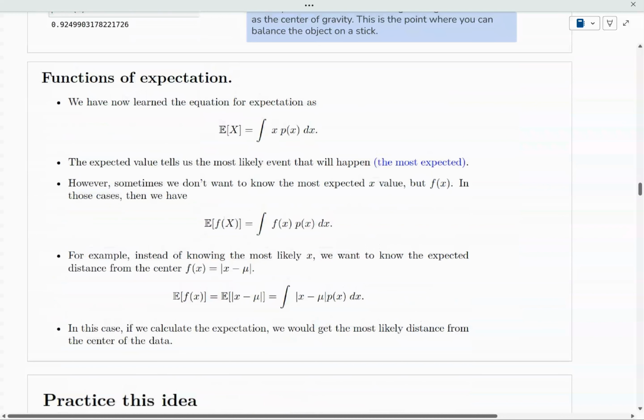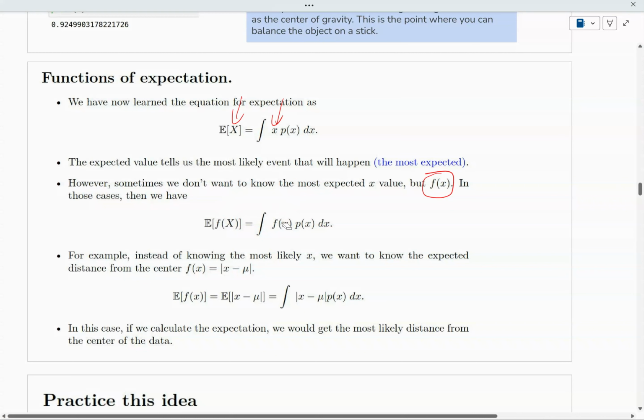Okay, we have now learned the equation for expectation as this, right? So this is the probabilistic perspective. The expected value tells us the most likely event that will happen, right? The expected value tells us the most likely value. However, sometimes we don't want to know the most expected value. We want to know the most expected function of a value. In those cases, instead of x here, if we are looking for a function of a value, we will put a function here.